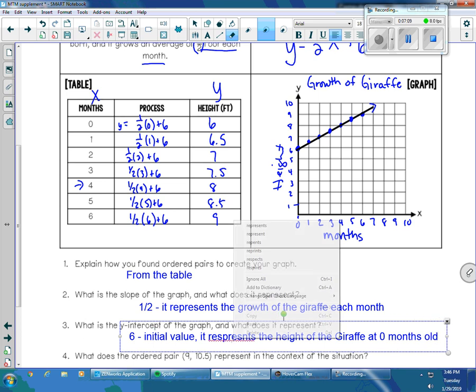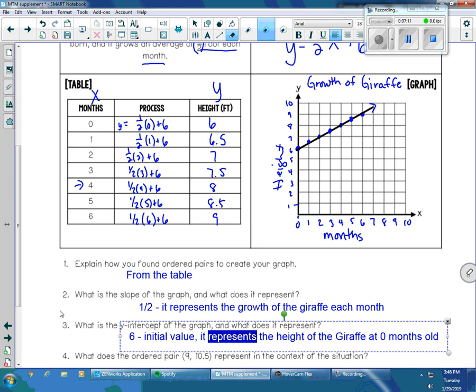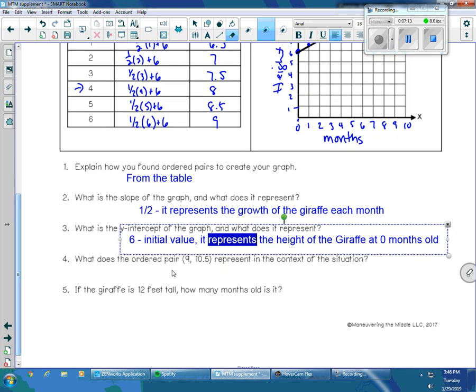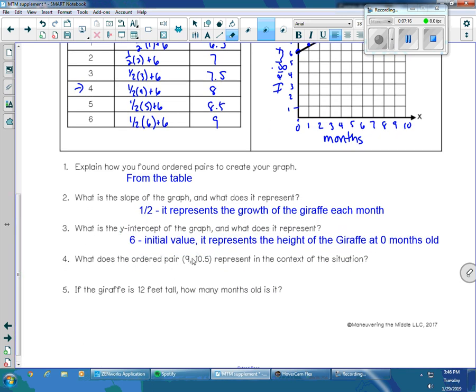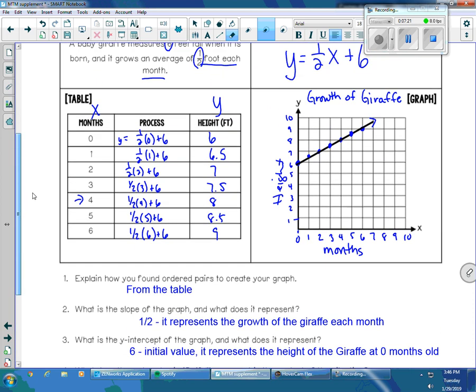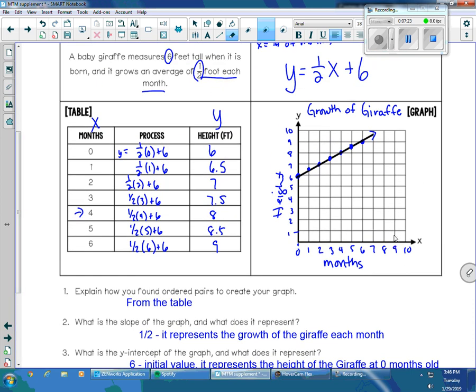Okay, it represents the height of the giraffe before it was even a day old. What does the ordered pair 9, 10 and a half mean? So let's come up here and look at 9. And it's not on our graph. It would be up here. What would it represent if I had it on our graph?